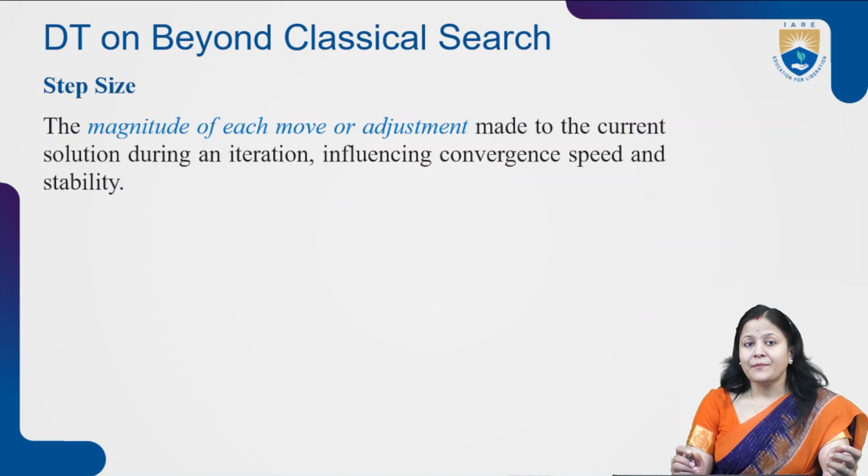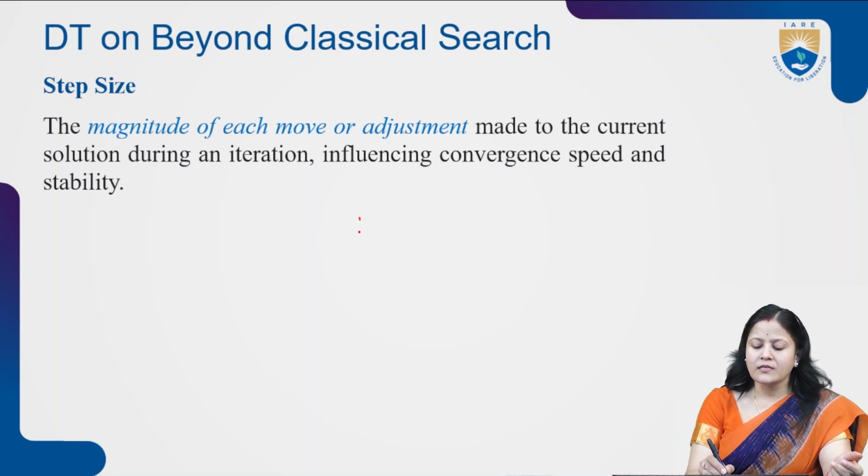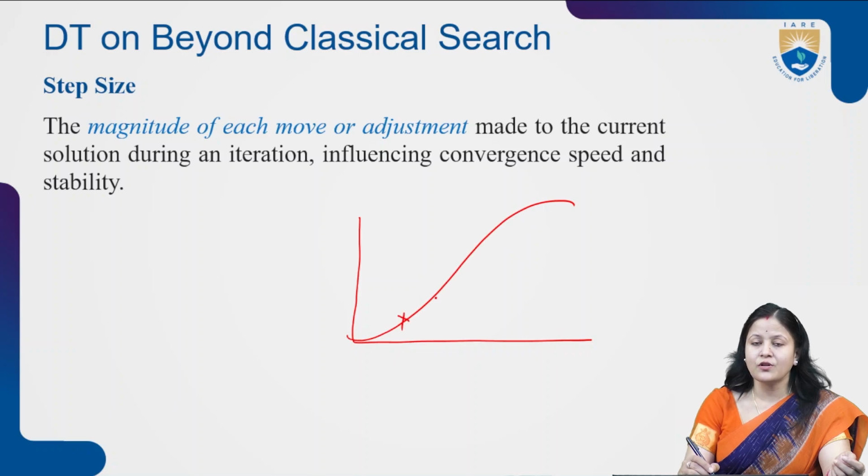Now come to the step size. What is step size related to beyond classical search? Step size is the magnitude of each move or adjustment made to the current solution during each iteration, influencing the convergence speed and stability. Now, as I told in the local search technique, local search starts at a random solution and tries to improve its solution gradually to find the optimal solution.